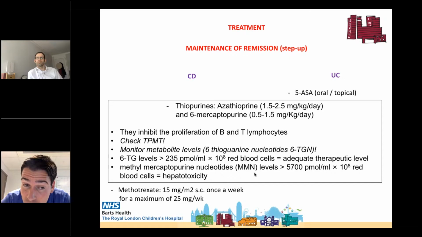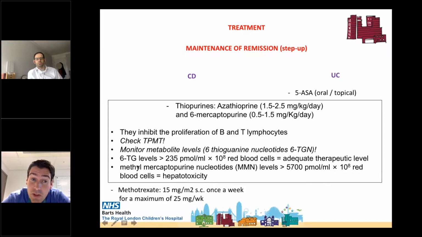So you can measure these levels in the blood, and you can see if you need to decrease the dose or to up the dose based on where you are with the active compound that you want to be in the right range, and the toxic compound that you definitely want to be below the threshold.